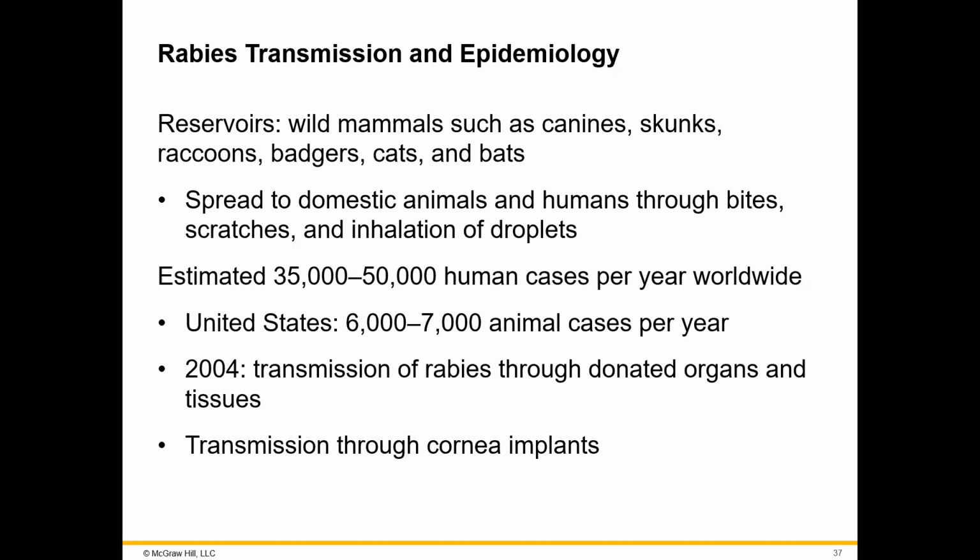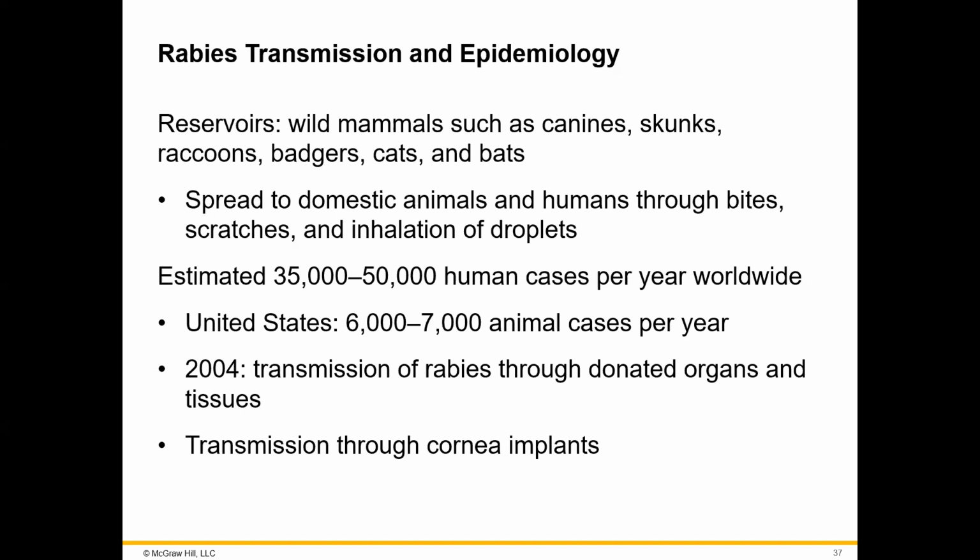It's estimated that there are about 35 to 50,000 human cases worldwide every year. In the United States, we have 6,000 to 7,000 animal cases per year. We've also had transmission of rabies through donated organs, including through corneal implants in the United States. This has happened. So you can get corneal implants from deceased people. They don't have to be alive organ donors. Corneas can come from dead bodies because we don't have to keep the cornea alive for it to be viable tissue.